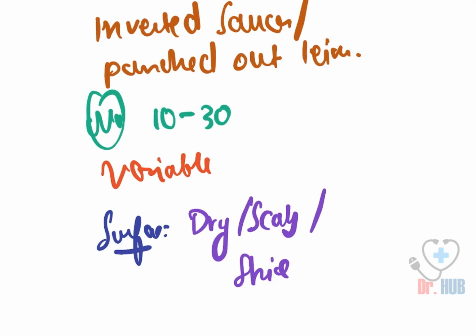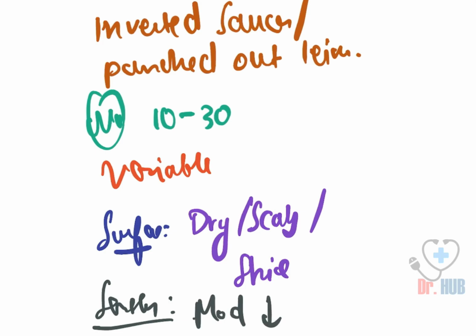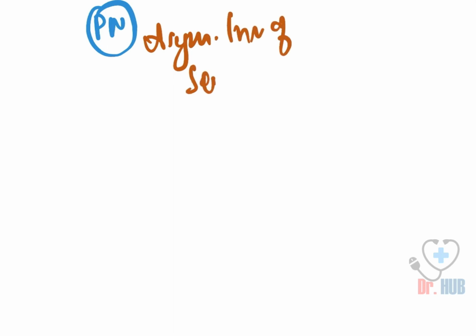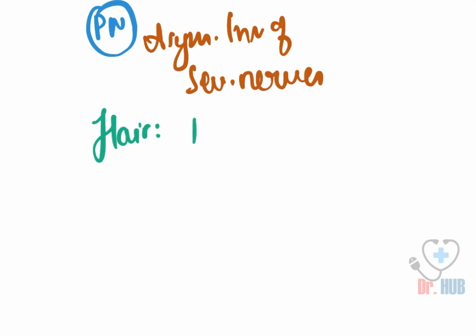Next, we look at the sensation. It is moderately diminished. After sensations, we move on to the peripheral nerves. There is asymmetric involvement of several nerves. And after the peripheral nerves, we look at the hair. It is again diminished.